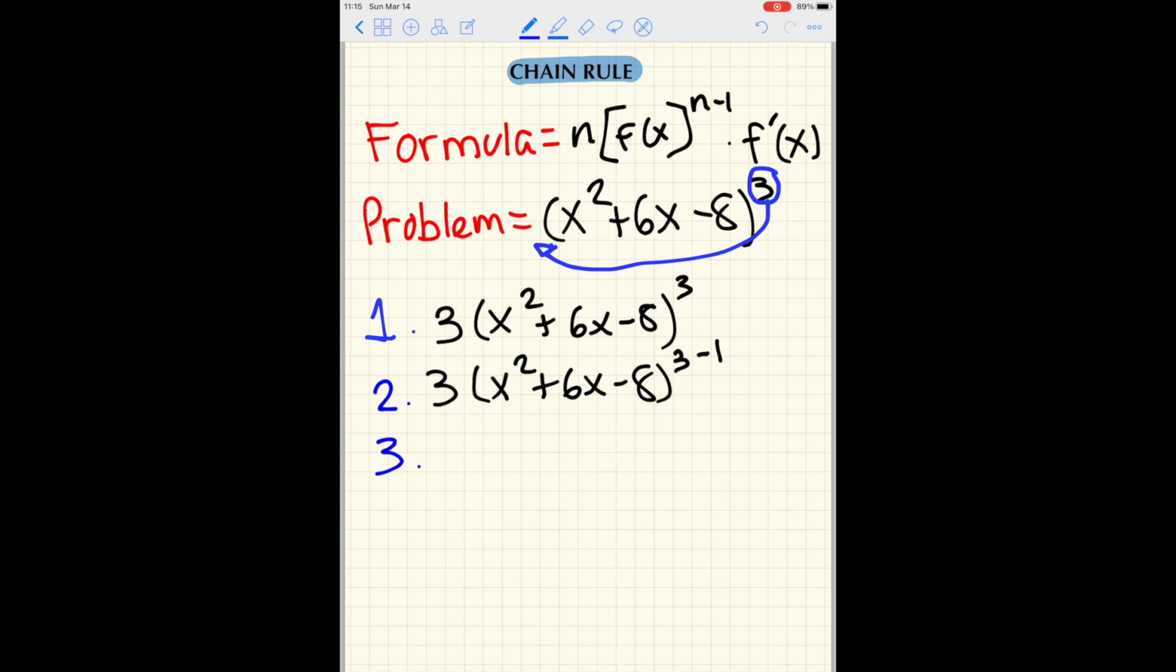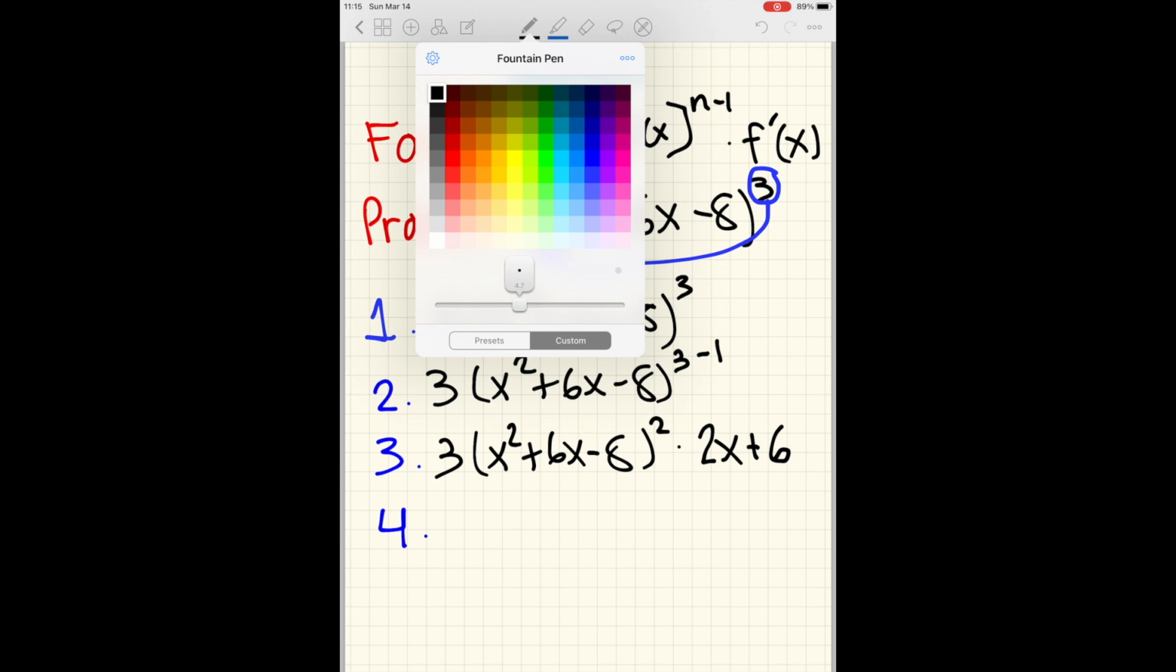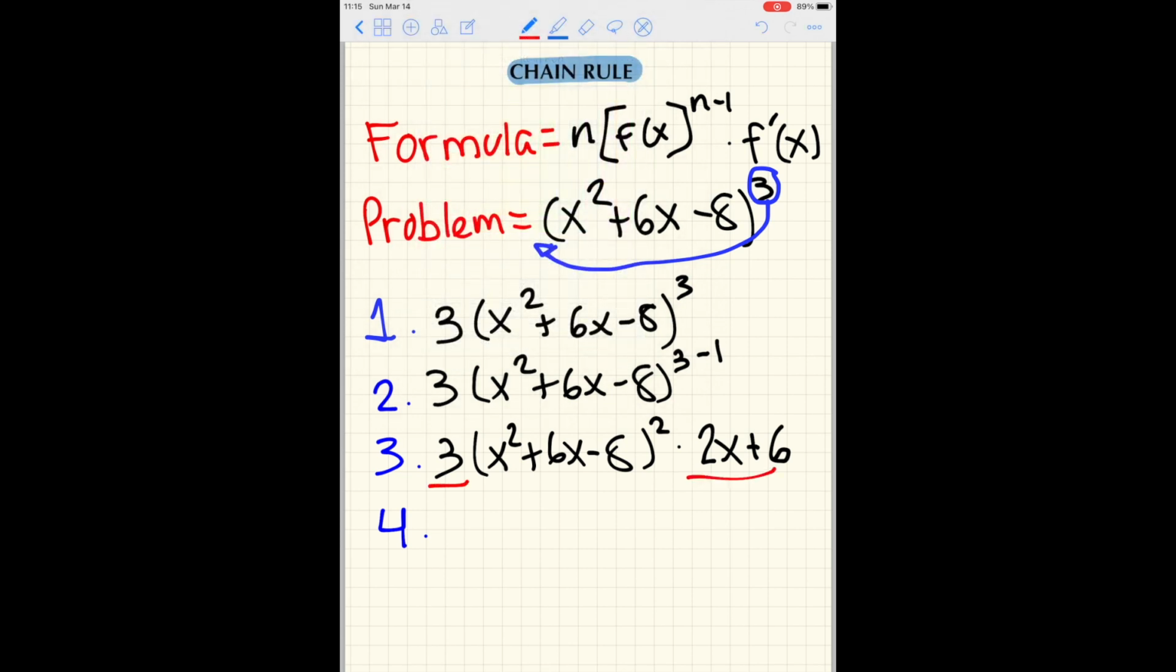After that, the third step is writing the expression again, which is 3 times x squared plus 6x minus 8 to the second power because we subtracted 3 minus 1, then multiplying by the derivative of the expression, which is 2x plus 6. And the fourth and final step of this expression will be multiplying the common factors, which will end in a result of 6x plus 18 and writing the same expression, and that will be the final result.